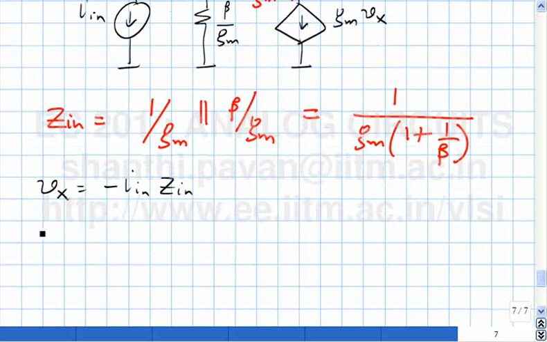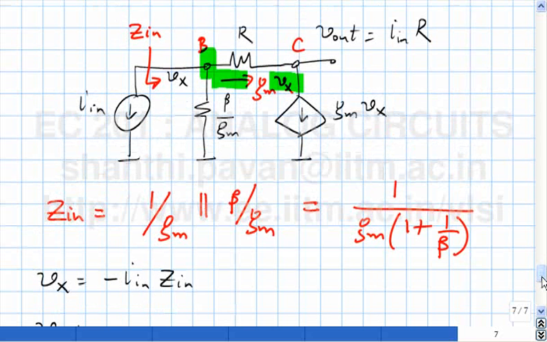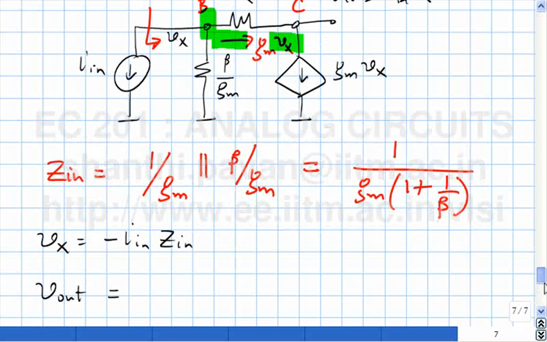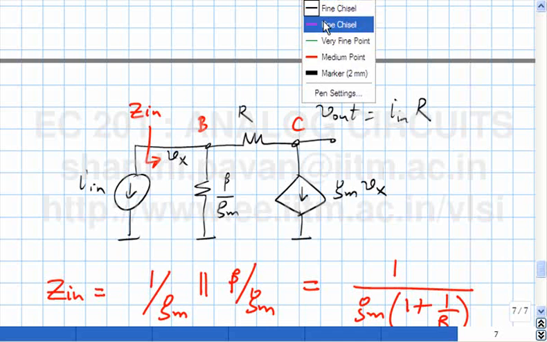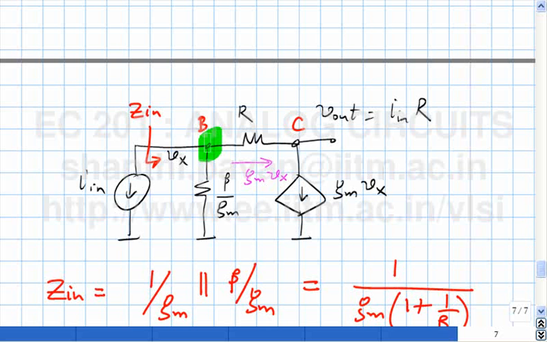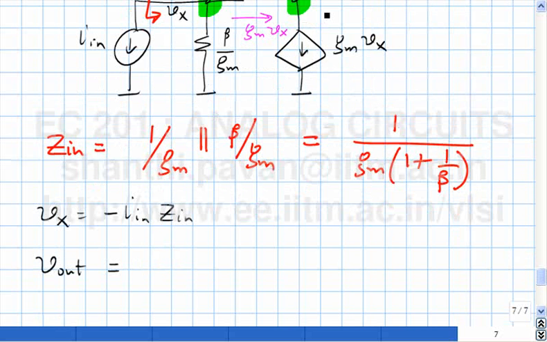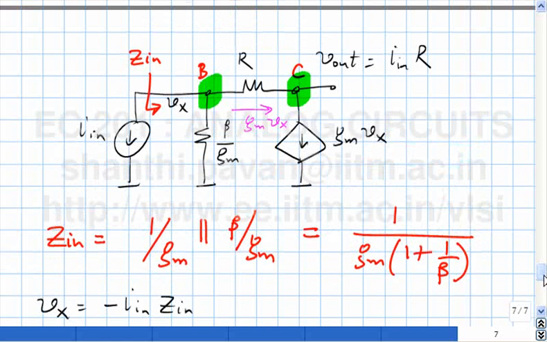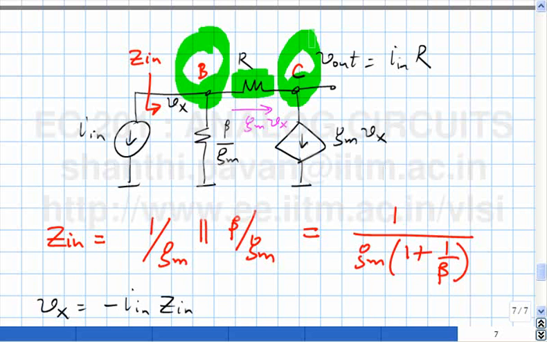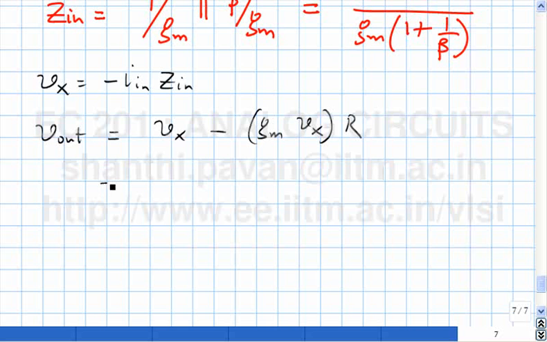What is V out in terms of Vx? This current is Gm Vx. I am telling you, you know this potential. So the question is, how will you find the potential at the collector incrementally? So V out is nothing but Vx minus the current flowing in R times the resistance itself. The drop across this resistor is nothing but Gm Vx times R. Alright? The potential of the base is Vx. So the potential of the collector must be Vx minus Gm Vx times R. Is that clear? Which means it's Vx times 1 minus Gm R.